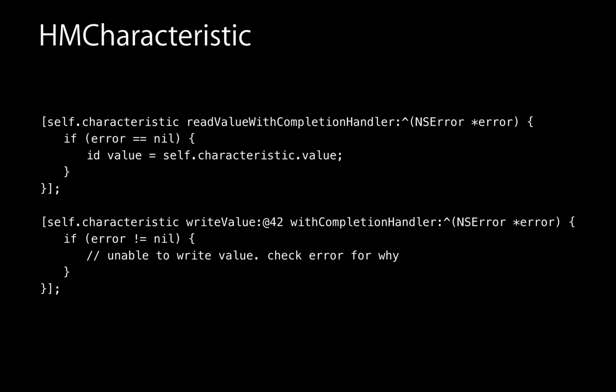So characteristics are an HMCharacteristic. You can read value with completion handler to get the value of a characteristic, and also write value with completion handler. So now we've talked about these objects, these things. They correspond to physical things in the real world. But we need to be able to find and set up these accessories.